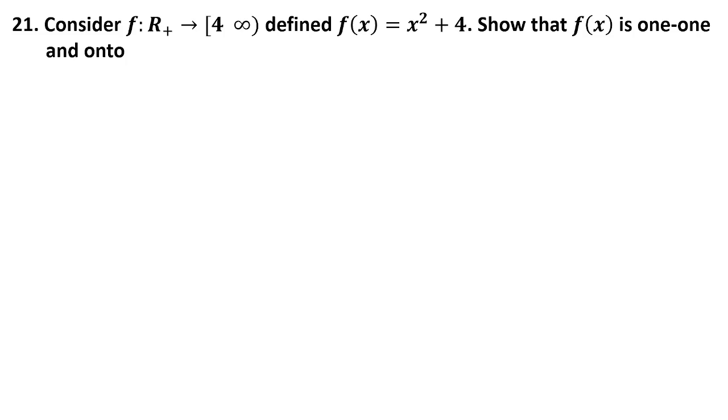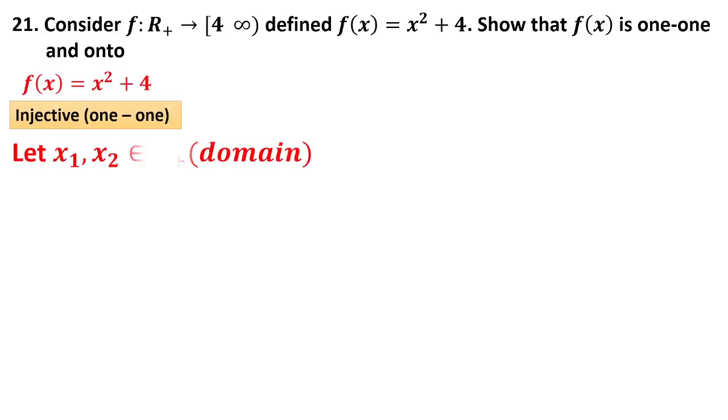Two more questions. R plus is given as 4 to infinity. f of x is given. Show that it is one-one and onto. Let us check one-one. Take two elements x1, x2. Keep it in mind that they are positive real numbers.